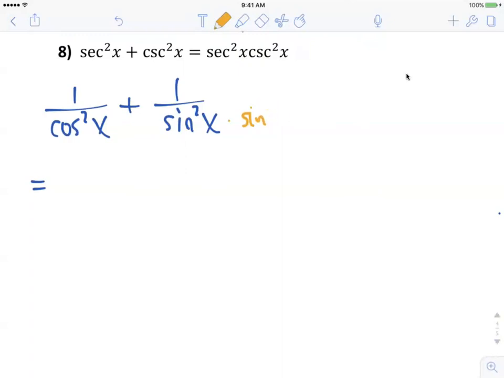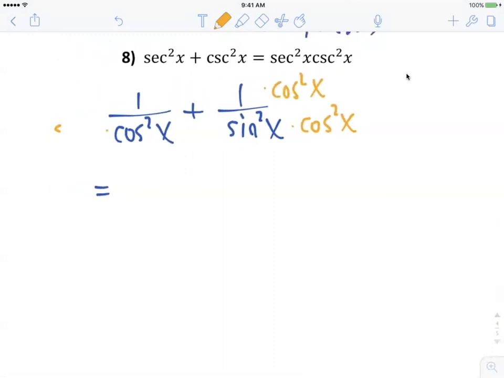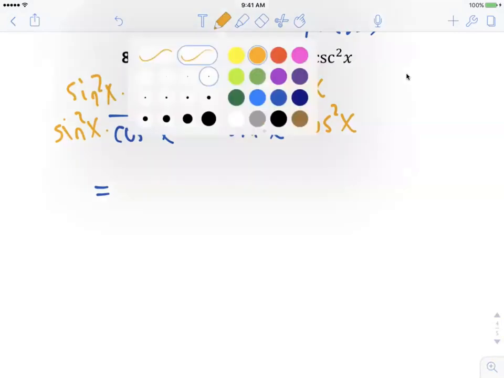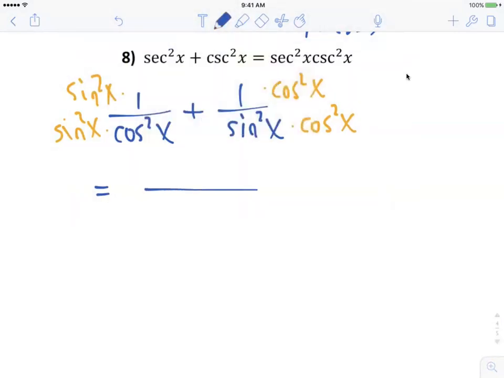Okay, so nope, I don't want to multiply that by sine. I want to multiply by cosine. So multiply this side by cosine on top and bottom. And then on the other side, I need the sine, top and bottom. Now you can see that the denominator matches. It's sine squared, cosine squared. So I should be able to write this all as one fraction with a denominator of sine squared, cosine squared.